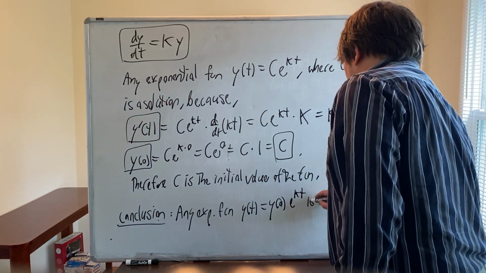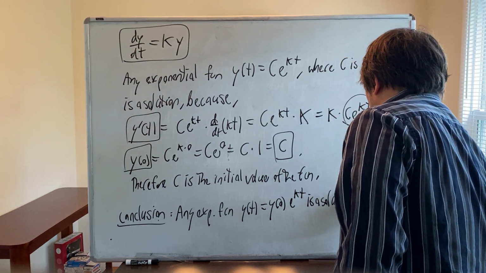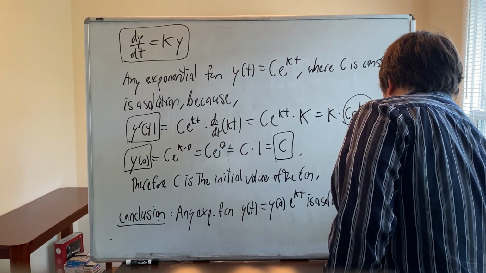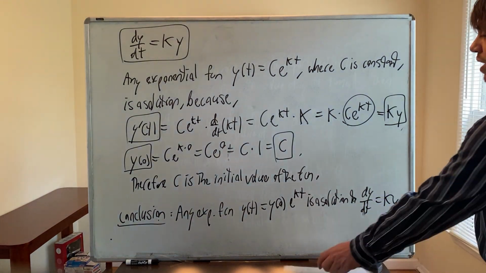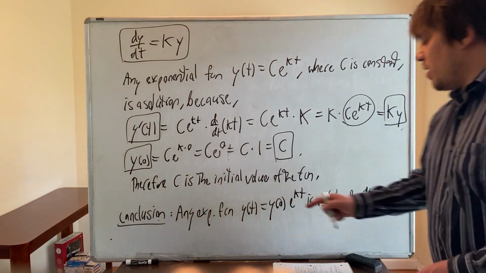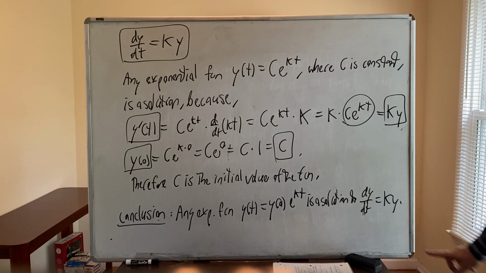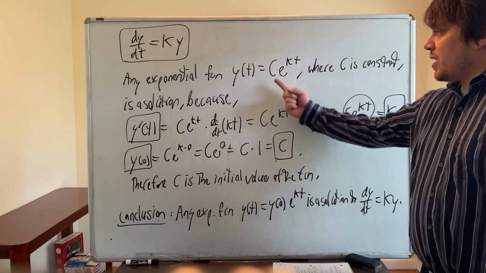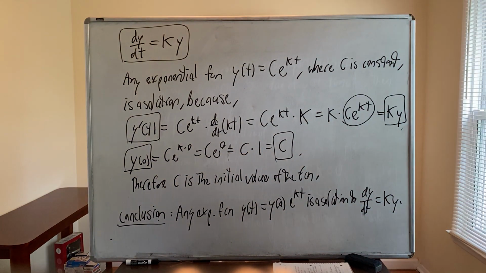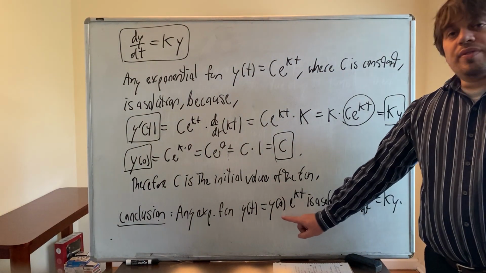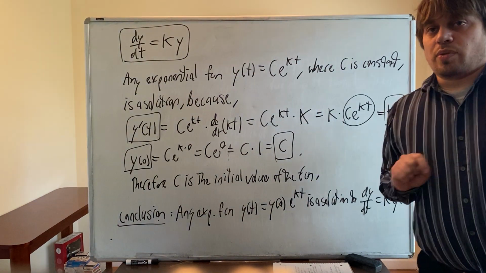is a solution to dy dt equals ky. That's the conclusion. Any exponential function y of t equals y of 0 times e to the kt is a solution to dy dt equals ky. The constant that goes here has to be the initial value of y by this argument. So what we showed is that any function of this form is a solution to that differential equation.